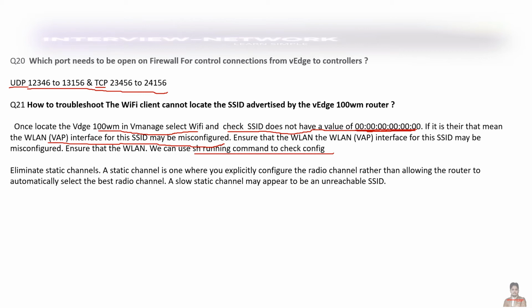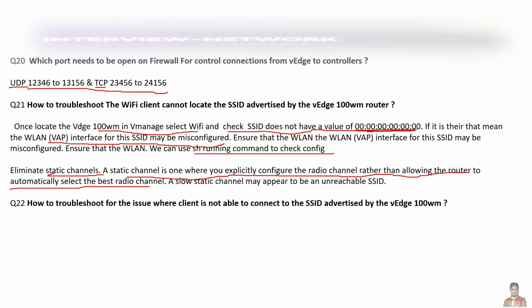That is reason number one. Reason number two could be the static channel that you have configured. A static channel is one where you explicitly configure the radio channel rather than allowing the router to automatically select the best radio channel. Instead of the router selecting the best channel for the SSID, you have configured a static channel, and that could be one reason why the SSID is not showing to all the wireless users. So you need to work on these two areas to restore the services.